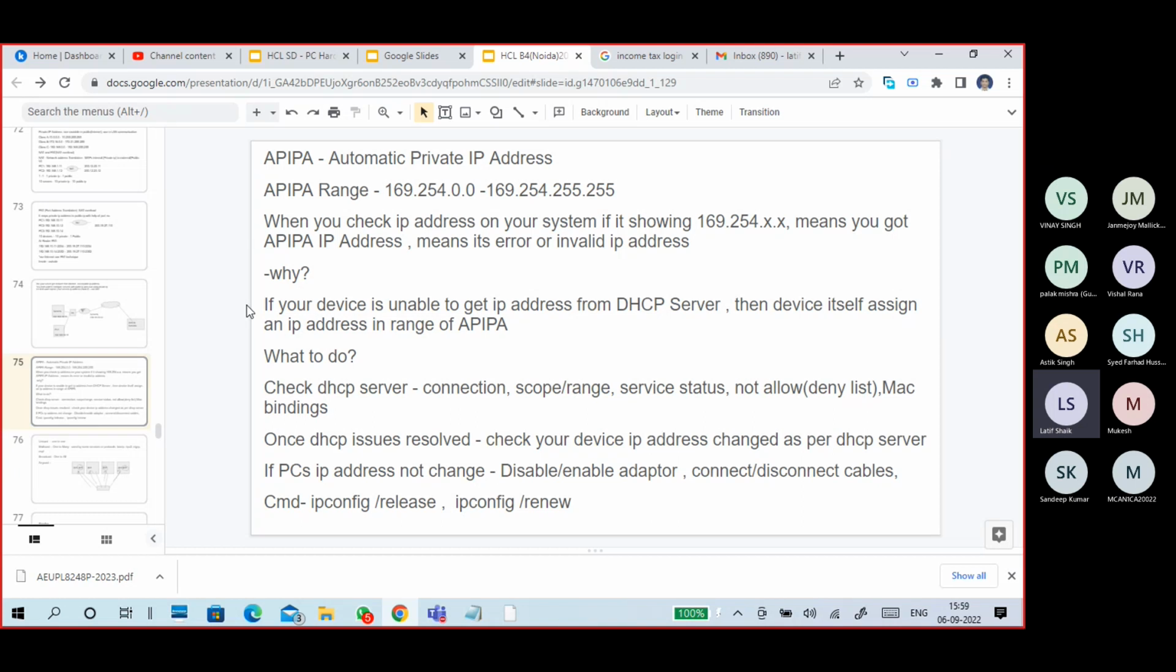If it is still showing, you can disable and enable your network adapter, or go to the command prompt and run ipconfig /release and renew. Then it will remove the old IP and try to get a new IP from the DHCP server. That is APIPA troubleshooting.